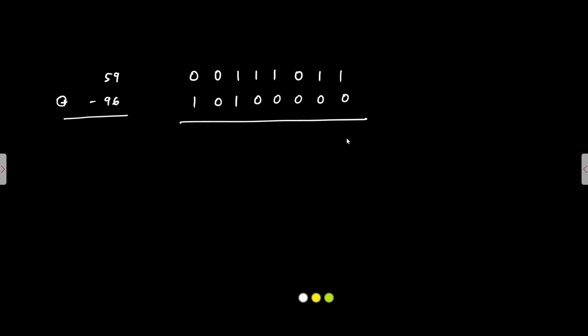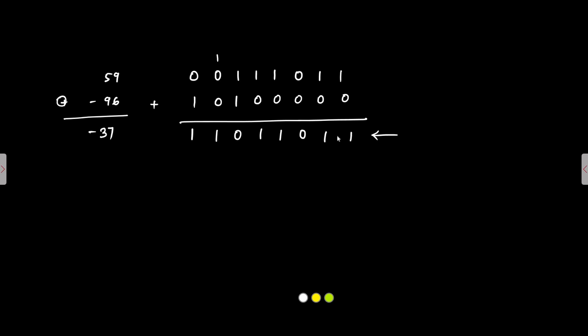So we have 1 plus 0 is 1, 1 plus 0 is 1, 0 plus 0 is 0, and so on. 1 plus 1 is 0 with a carry of 1. Then 1 plus 0 plus 0 is 1, and 0 plus 1 is 1. So this is the result. Now 59 minus 96, the result is minus 37.